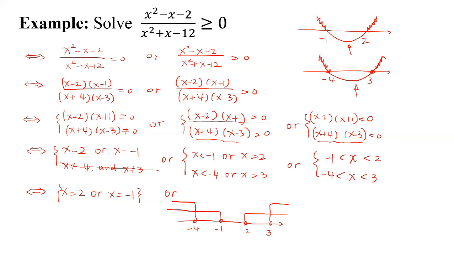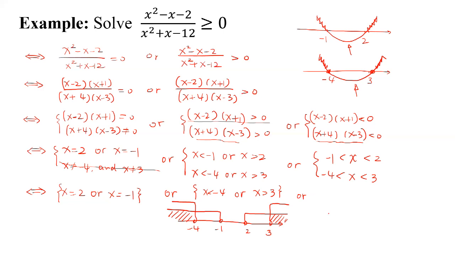Now let's consider the overlapped area, because x must satisfy both of the conditions, right? So we need to find the overlapped area. So we can find one on the left-hand side and the other one on the right-hand side. So the final solution for this branch is x is either less than -4 or x is greater than 3. This is the solution of the second branch, right?